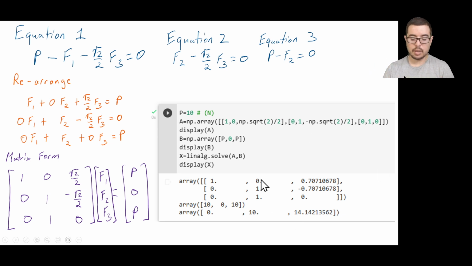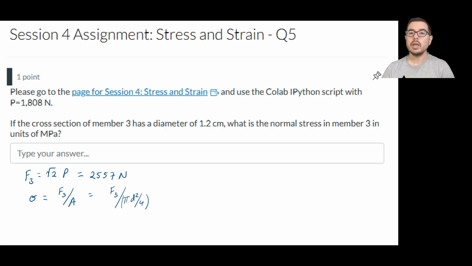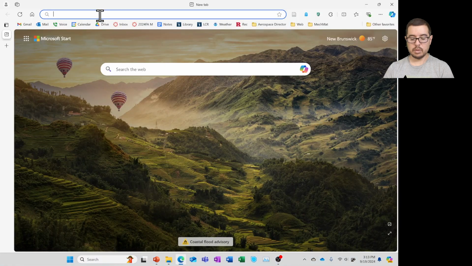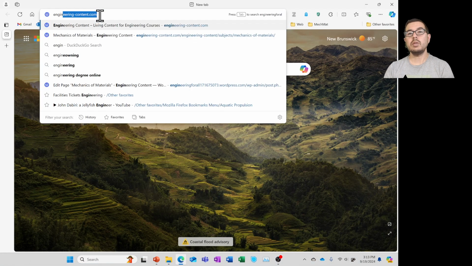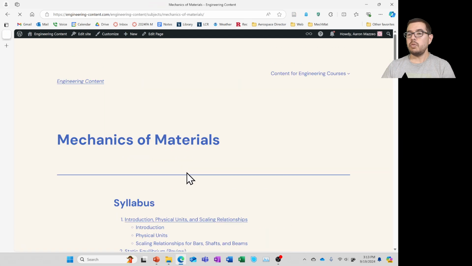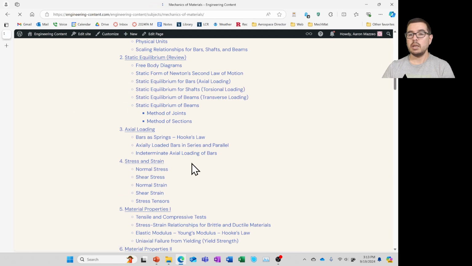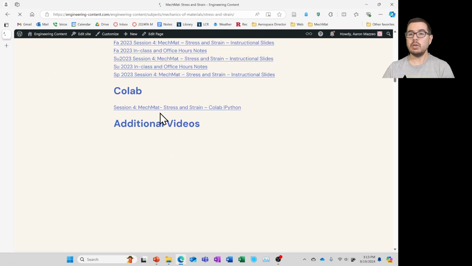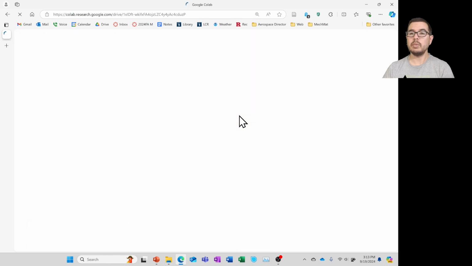Let's dive in, and if we look at the problem, it said there is code already available. So if we go now to the website, I guess I closed everything. So if we go to the website and we go to session 4 and we scroll down a little bit, there's the Colab that this problem instructs us to use.